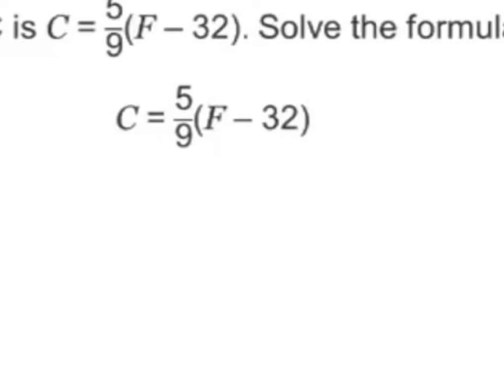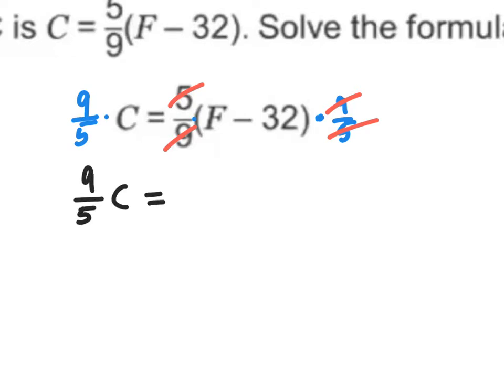So what I want to do first, and it's kind of unorthodox, is instead of dividing by this fraction, I'm going to multiply by its reciprocal. I'm going to multiply this by 9/5 on both sides, so times 9/5. And what happens here is when I'm multiplying all these things together, I can divide things out. So I can divide out the 9s and divide out the 5s. So then what you have is 9/5 C is equal to F minus 32.